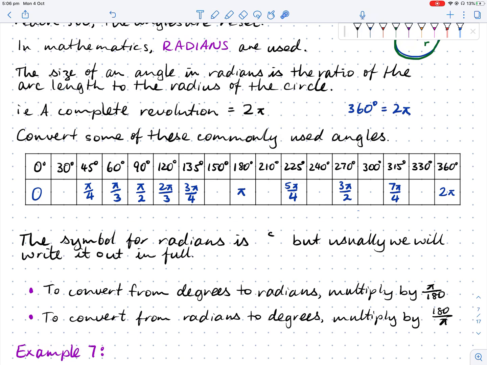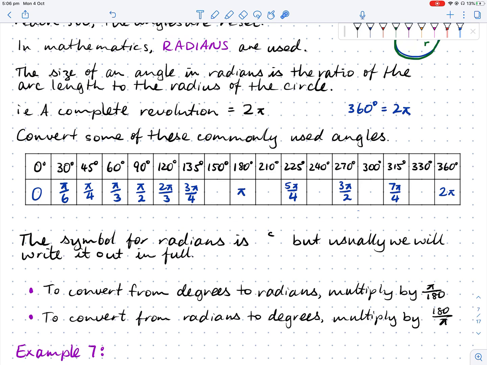We can also see that 60 is twice of 30 degrees. So if I halve pi on 3, then that's pi on 6, and so on. So what you want to be able to do eventually is you want to be able to recognize each of these for their corresponding degrees. The more you practice them, the easier it will be for you to recognize them, and then you'll be able to do your calculations a lot quicker.